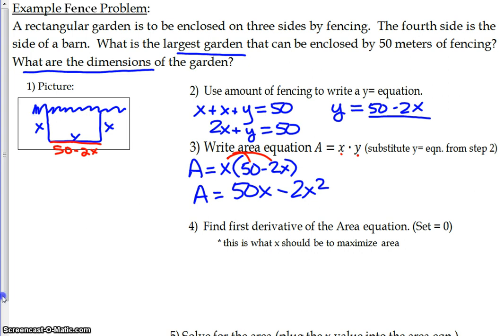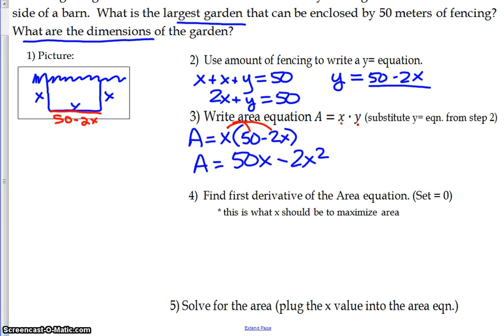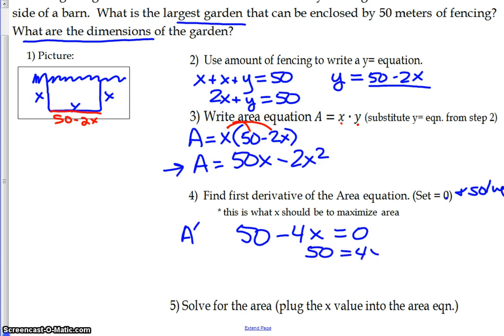My next step is that I need to find the first derivative of this area equation, A prime. The first derivative would be 50 minus 4x. Then I need to set this equal to 0 and solve. I always should have put that here. So I'm going to set it equal to 0 and solve for x. If I added 4x to both sides, I'd have 50 equals 4x. If I divided both sides by 4, x must equal 12.5.